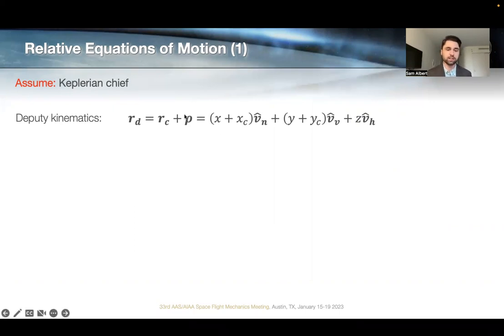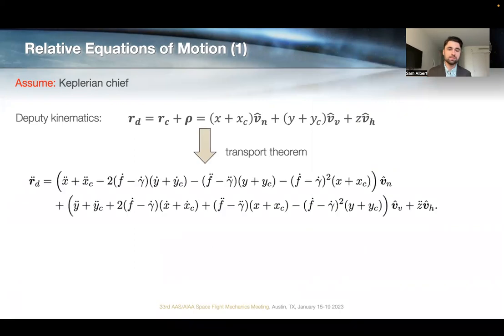And so we're just writing out again this equation with a relative position vector. So x, y, and z are the components of that relative position vector rho, and then xc and yc are the components of that absolute position vector of the chief. So we can take our time derivatives with respect to the velocity frame using transport theorem. We do that twice, and we can get a kinematic expression for the acceleration vector of our deputy.